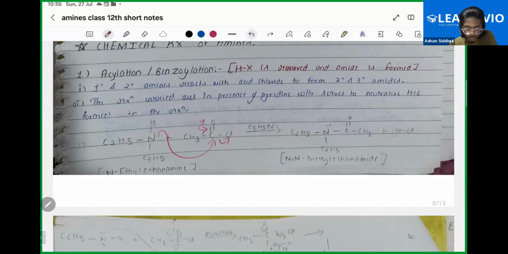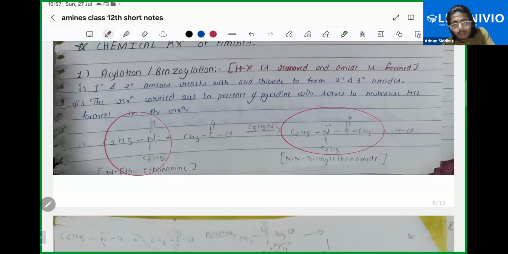Okay. So now what is important here? The importance is from a 2-degree amine, you got a 3-degree amide. Why are we calling it 3-degree? Because here we have replaced all the hydrogen, by the elimination of HCl. And this HCl will be neutralized by this pyridine.